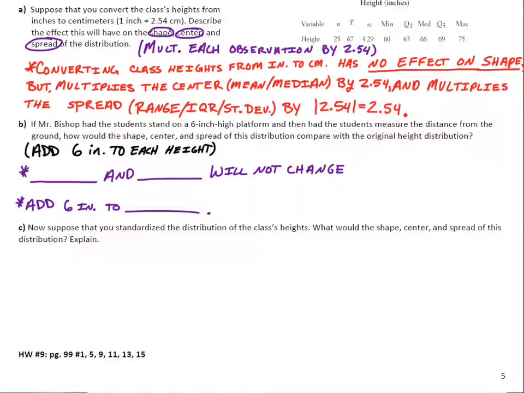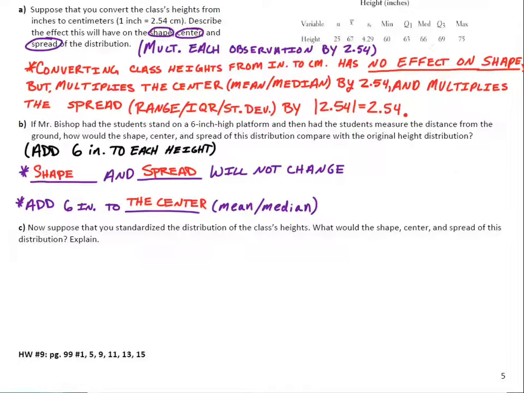Well, we just talked about it, right? If you're going to add 6 inches to the mean, the measures of center, the two things that won't change are the shape and the spread. So adding 6 inches to everything in the distribution, shifting it up 6, won't affect the shape or the spread, but it will add 6 inches to the center. So whether it's the mean or the median, it adds 6 inches to those pieces.